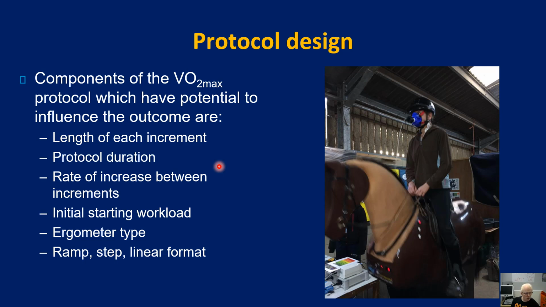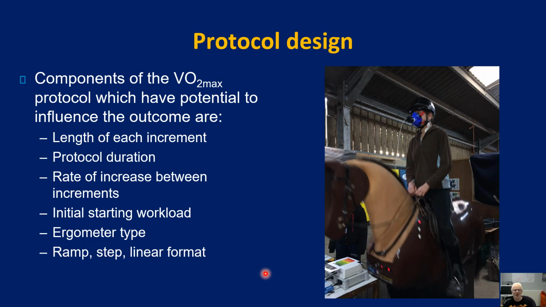Is that protocol duration linked to how long each stage should be? And is the length of each stage then connected to what the increment should be between each of those steps? So all of these fundamentally are interconnected. We then have to think about our ergometer type, and then finally how we're going to actually increase the resistance. Are we going to do what's called a ramp or a step? These are the most common ones, or perhaps what you sometimes see is linear. Are we stepping it or are we ramping it?